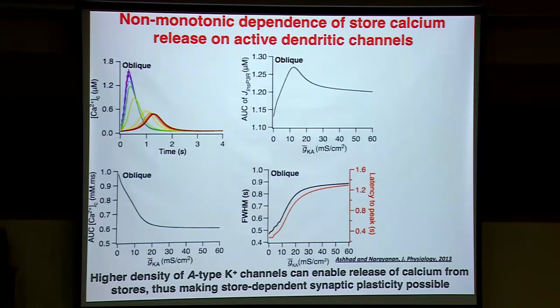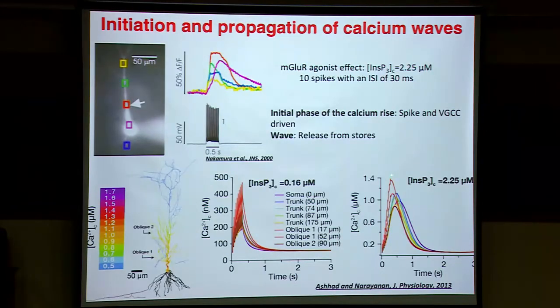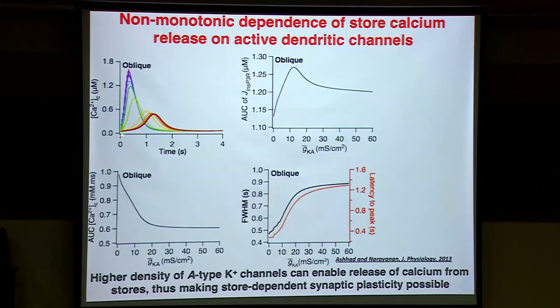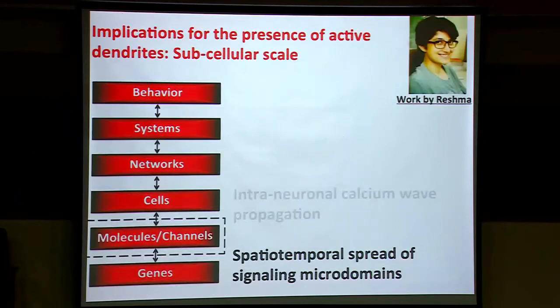So he had this calcium wave. Now he was interested in asking how exactly this potassium channel would affect the calcium wave. This is how the calcium wave looked under normal conditions. When he changed the potassium channel concentrations, he observed that the wave started looking very different. There was a latency in terms of when exactly it peaked. The amplitude was lower as he increased the density of this particular channel. So there was a significant effect of the presence of active dendritic channels, in this case the A-type potassium channel, on calcium wave propagation in this kind of scenario. So that is about calcium wave. And finally, calcium is just the first step in triggering the downstream signaling cascades.